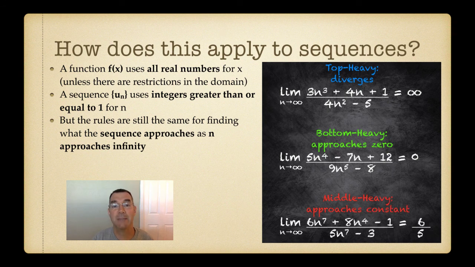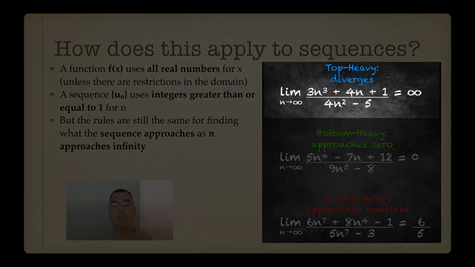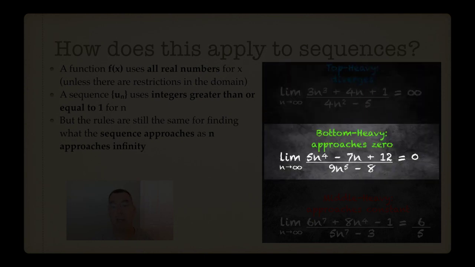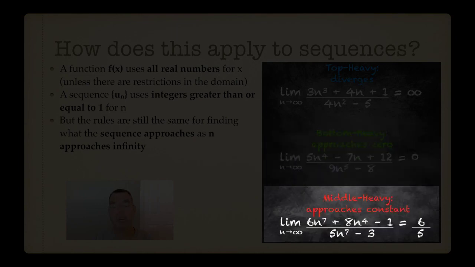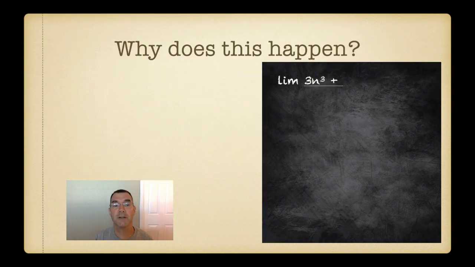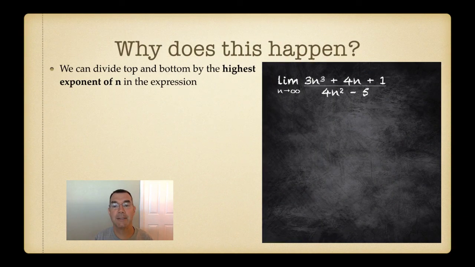As n gets bigger and bigger, more and more positive, a top-heavy expression as a term would also approach infinity. A bottom-heavy term would approach 0, and a middle-heavy term would approach some constant. So the rules are still the same as they were for functions. Let's talk about why this happens.